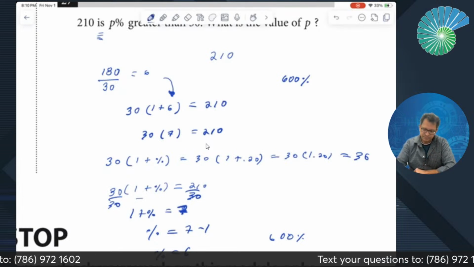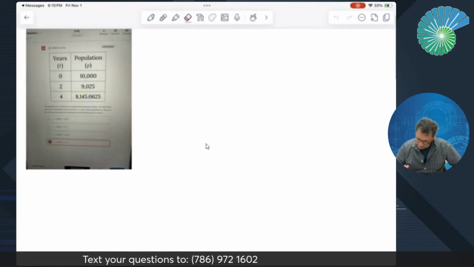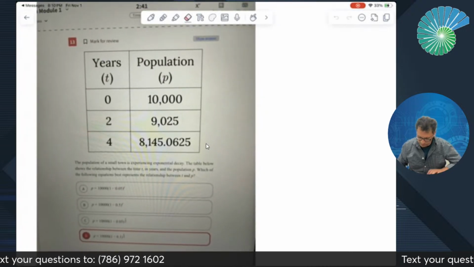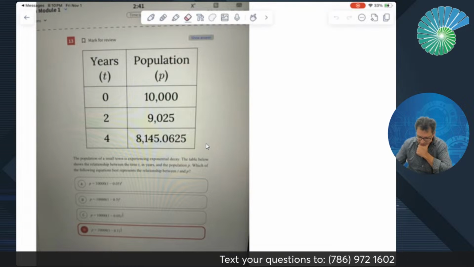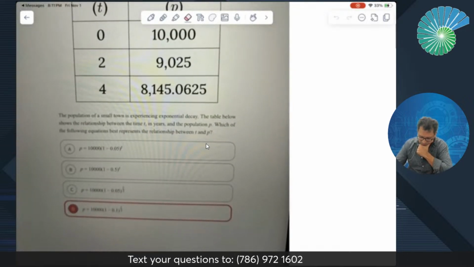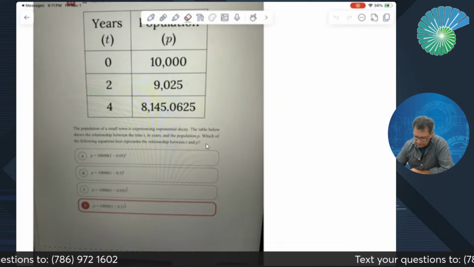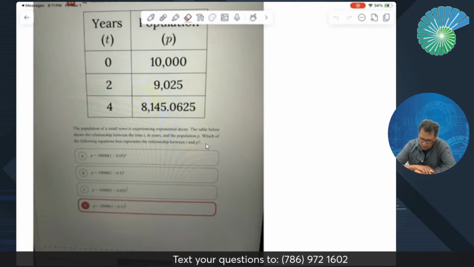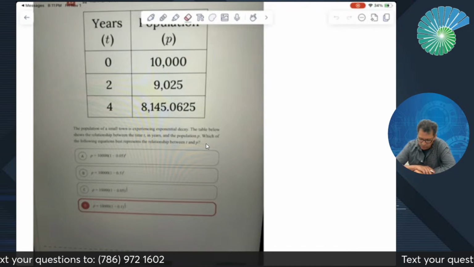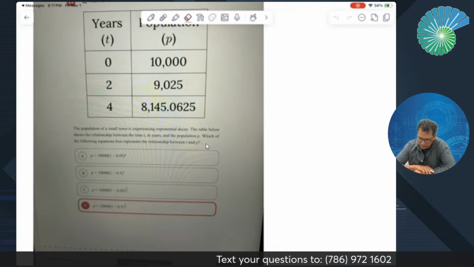Okay, so I think there's a question there. This is from an SAT practice test. It says the population of a town is experiencing exponential decay. That means it's decreasing. The table below shows the relationship between time in years and the population. Which of the following equations best represents the relationship between T and P?